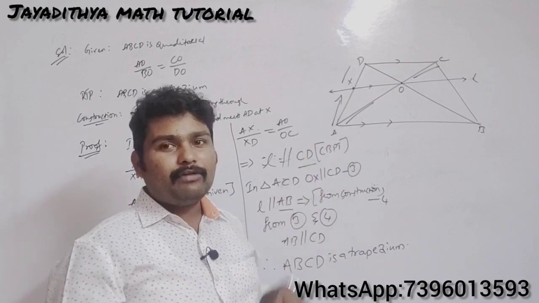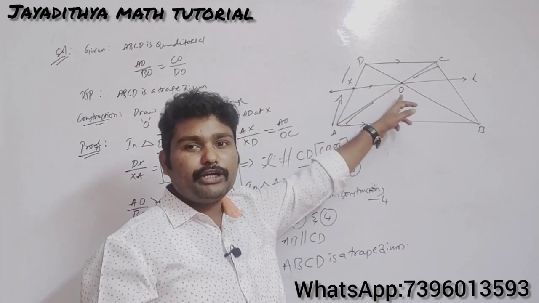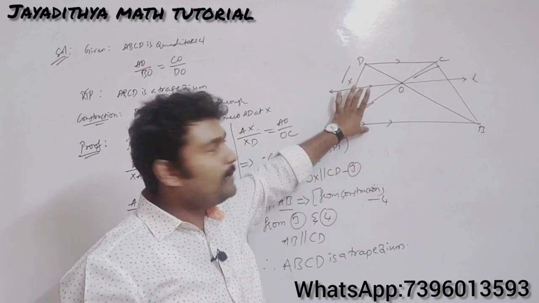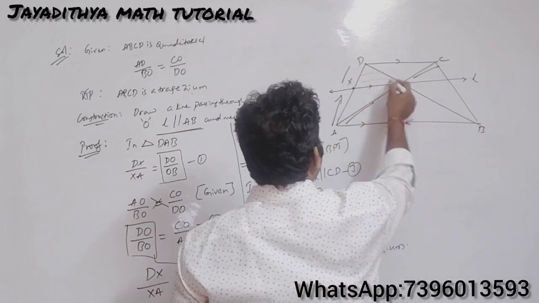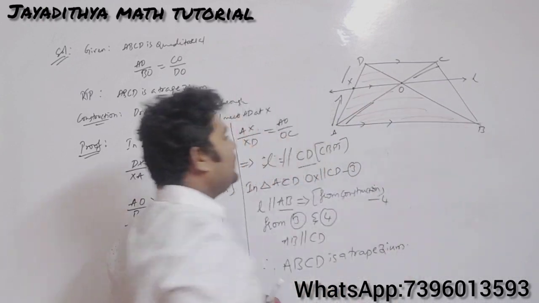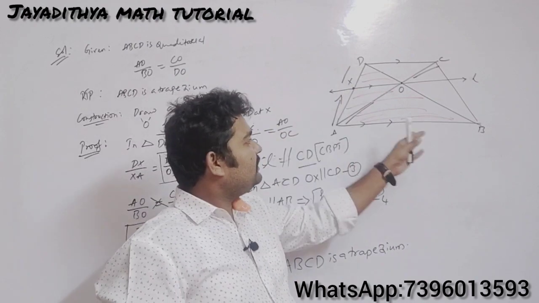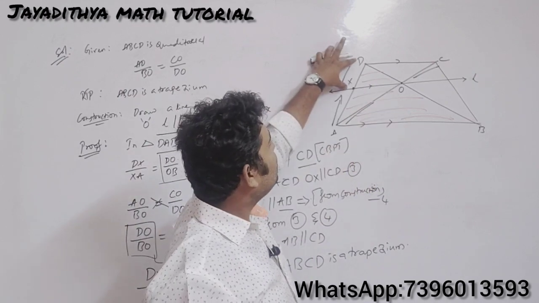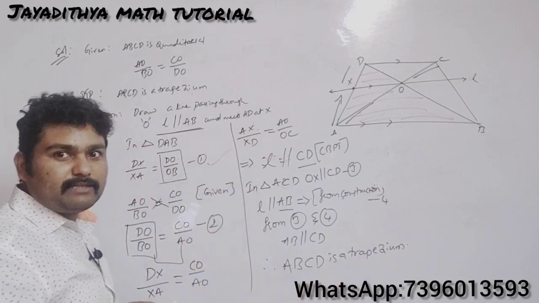So what we have done here: first of all, we have drawn a line that passes through the point of intersection of the diagonals and is also parallel to AB. Now which triangle have I taken first? I have taken the triangle ADB. In triangle ADB, these two lines are parallel, so I can apply the basic proportionality theorem. For that I got DX by XA is equal to DO by OB. Right, this is the first one I got here.